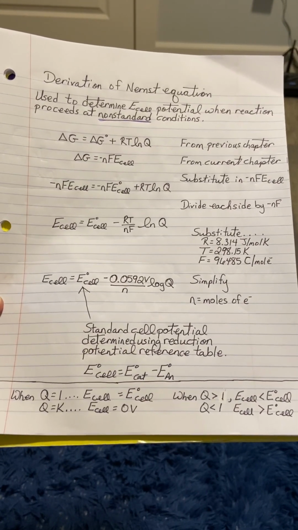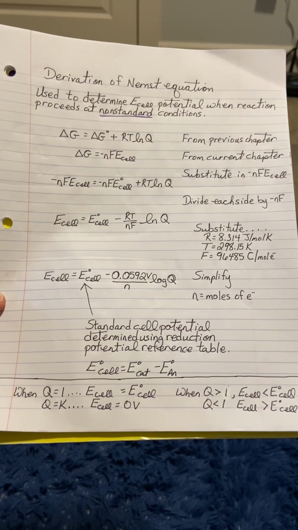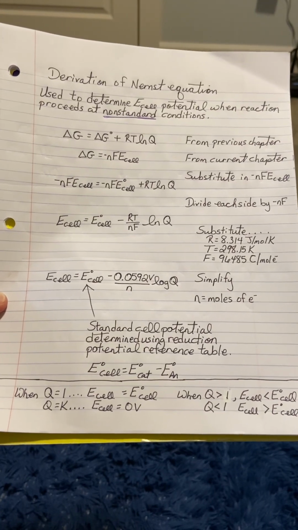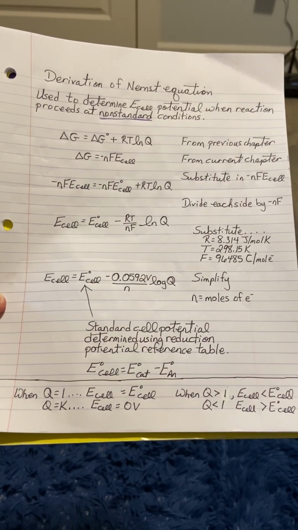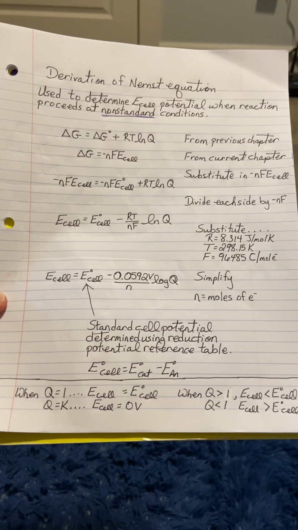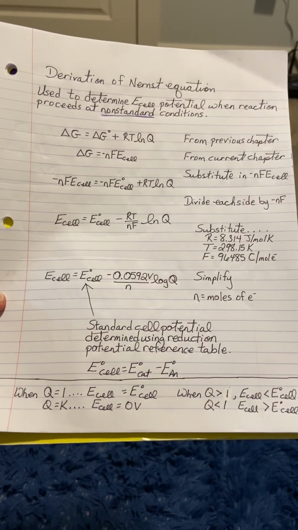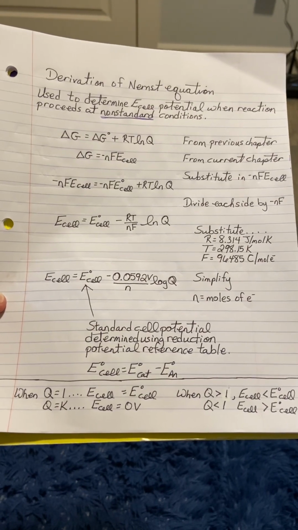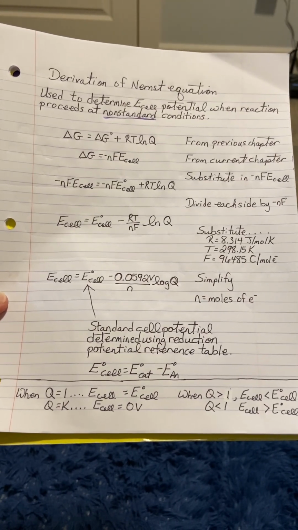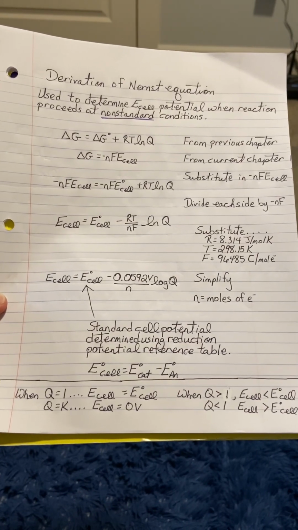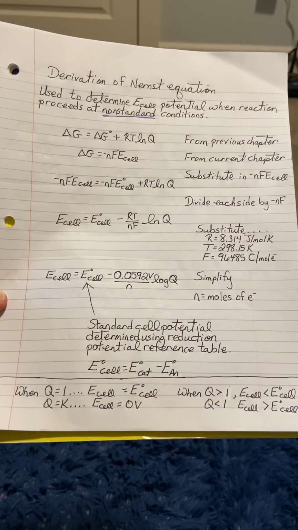Now, some interesting things relating to Q. When Q is equal to 1, then your non-standard cell and your standard cell have the same value of volts. When Q is equal to K, so Q is equal to the equilibrium constant, then the E cell value is 0 volts. We would consider it like a dead battery.